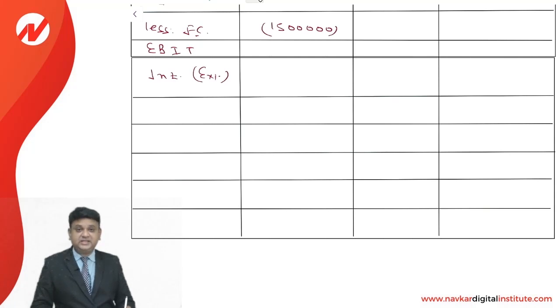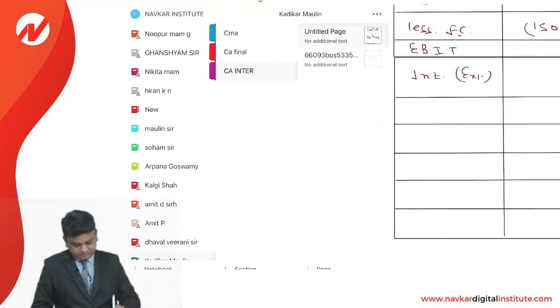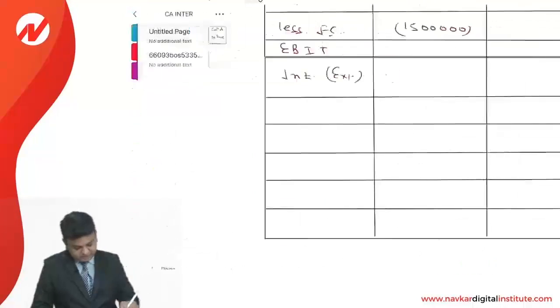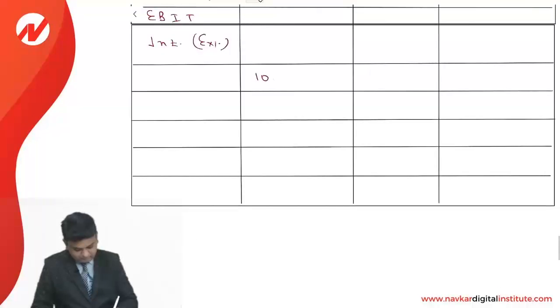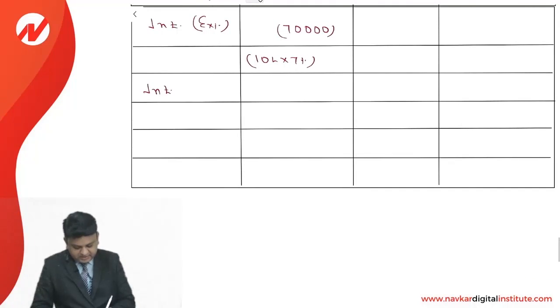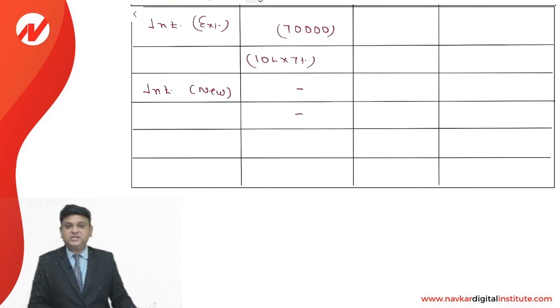First of all, I am writing the existing interest. The question provides the information that you have already raised debt financing of 10 lakhs and the rate of interest is 7%. That comes to an amount of 70,000. Interest, in brackets I am writing new. In the first case it is 0. Why? Because it is 100% equity financing.